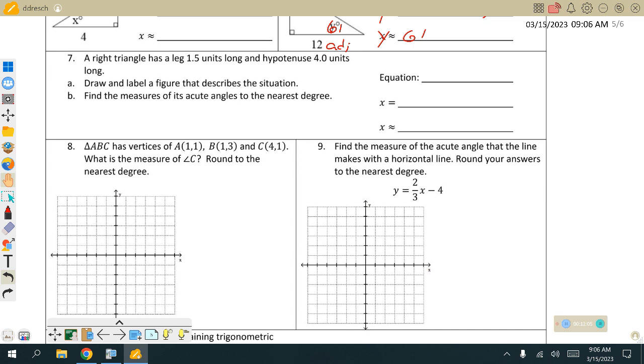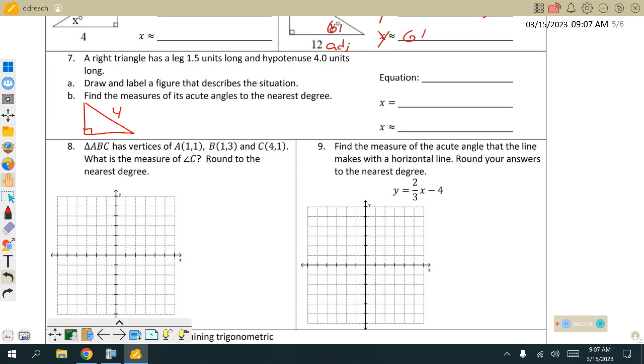All right, number 7, sketch out that picture. It's a right triangle. The only one that matters is the hypotenuse. Does it matter really where the leg goes? It doesn't say anything specific about that leg. All it says is the leg has to be 1.5. But the one that does matter is the hypotenuse. Find me those two angles here, the two acute angles to the nearest degree.